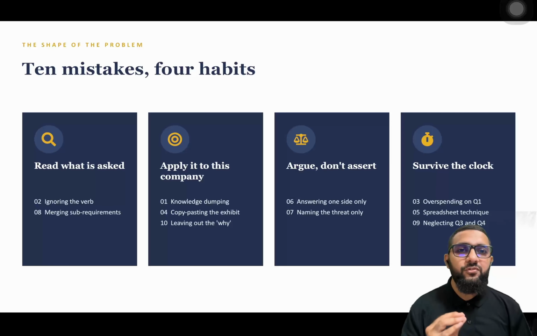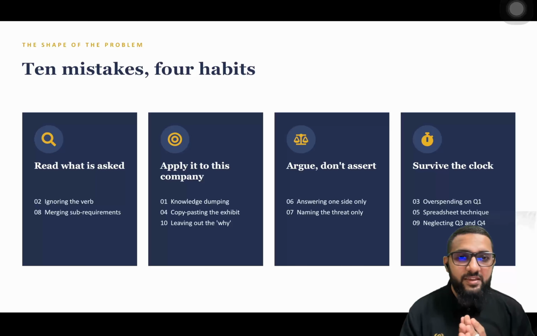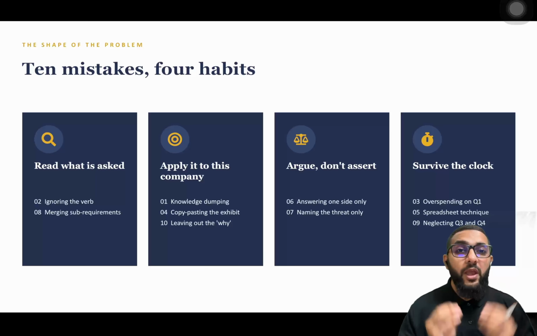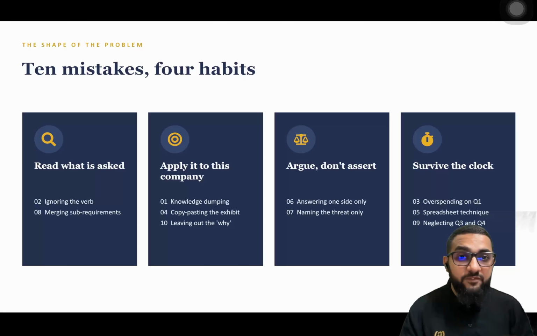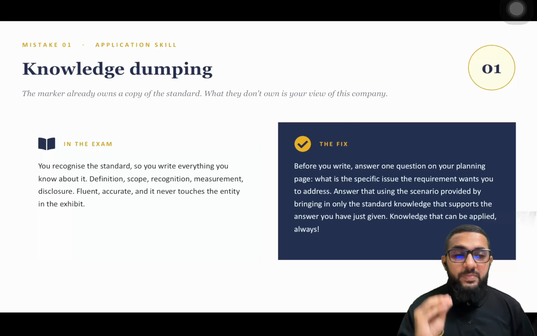The fourth habit that the mistakes stem from is the time management skill, where you are trying to survive the clock, and you go on making certain mistakes because you fail to survive the clock. So the mistakes are overspending on question one, the mistake of spreadsheet technique, how you use the spreadsheet, and neglecting section B of your paper, meaning neglecting question 3 and question 4. All right. Now let's look at mistake number 1.